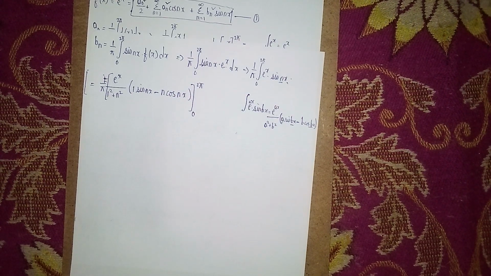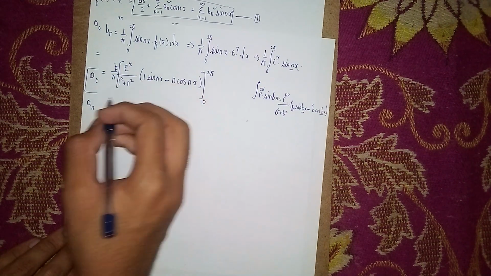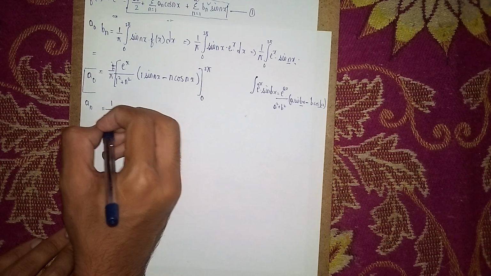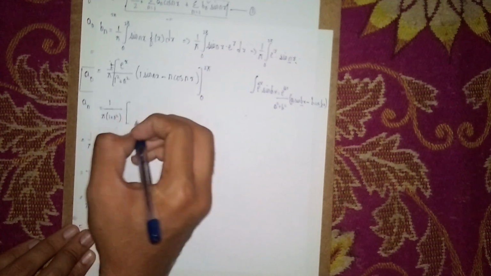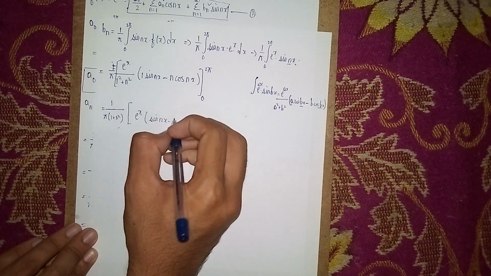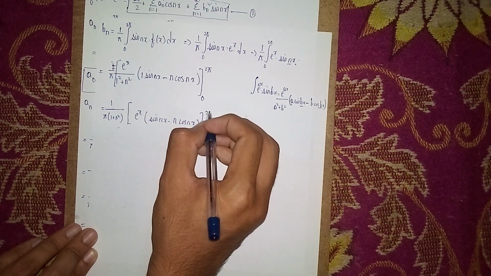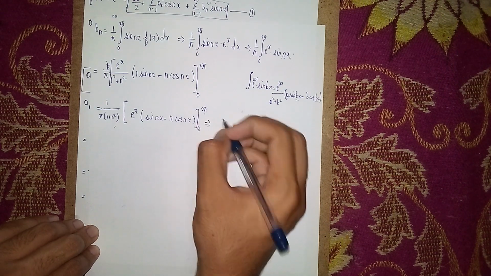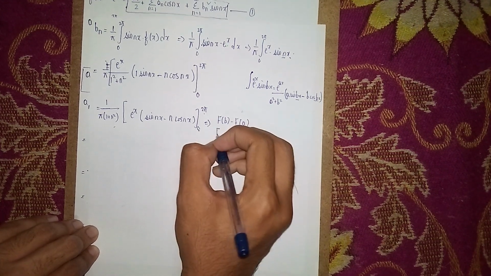After that, take 1 square plus n square outside, 1 square is 1 only, so it becomes 1 by pi (1 plus n square), then open the bracket, e power x into (sine nx minus n cos nx), limits 0 to 2 pi. Now we are applying the limits. Which limit am I applying? This 0 to 2 pi. I'm writing it for your better understanding, don't write it in your exam: fb minus fa. What is b? 2 pi.